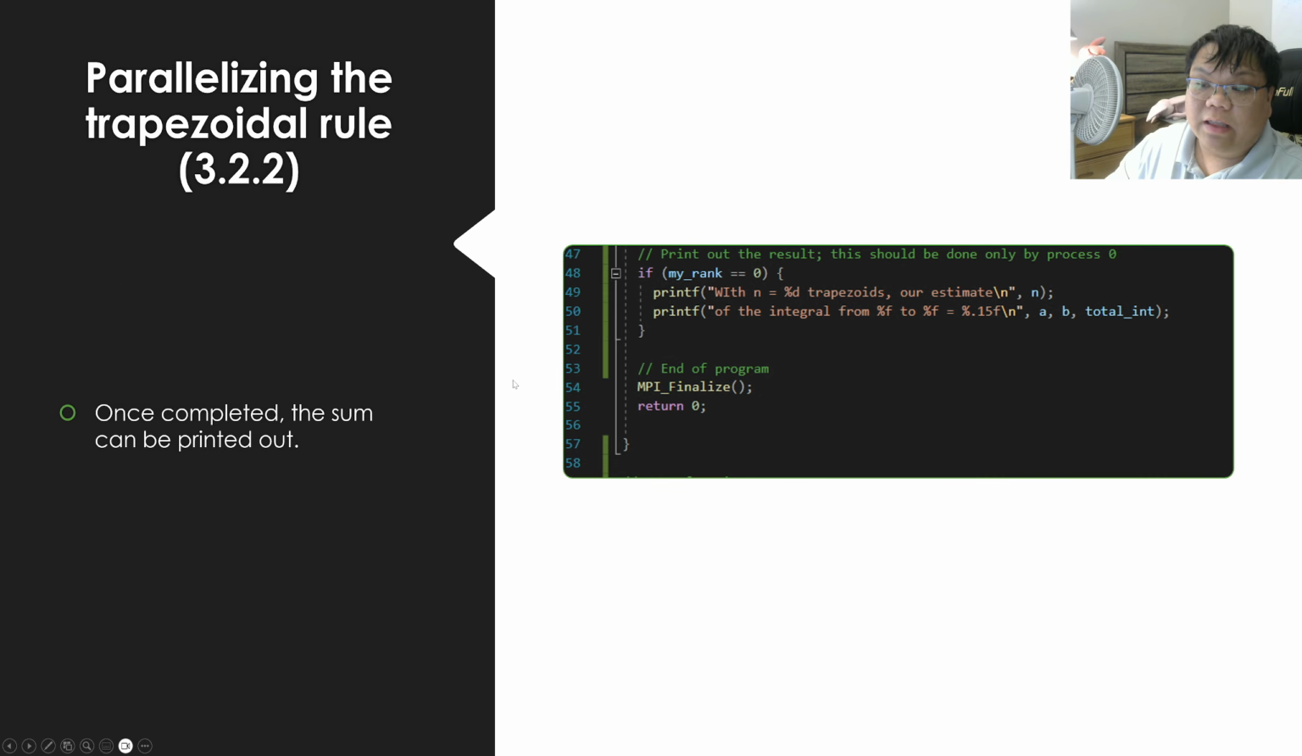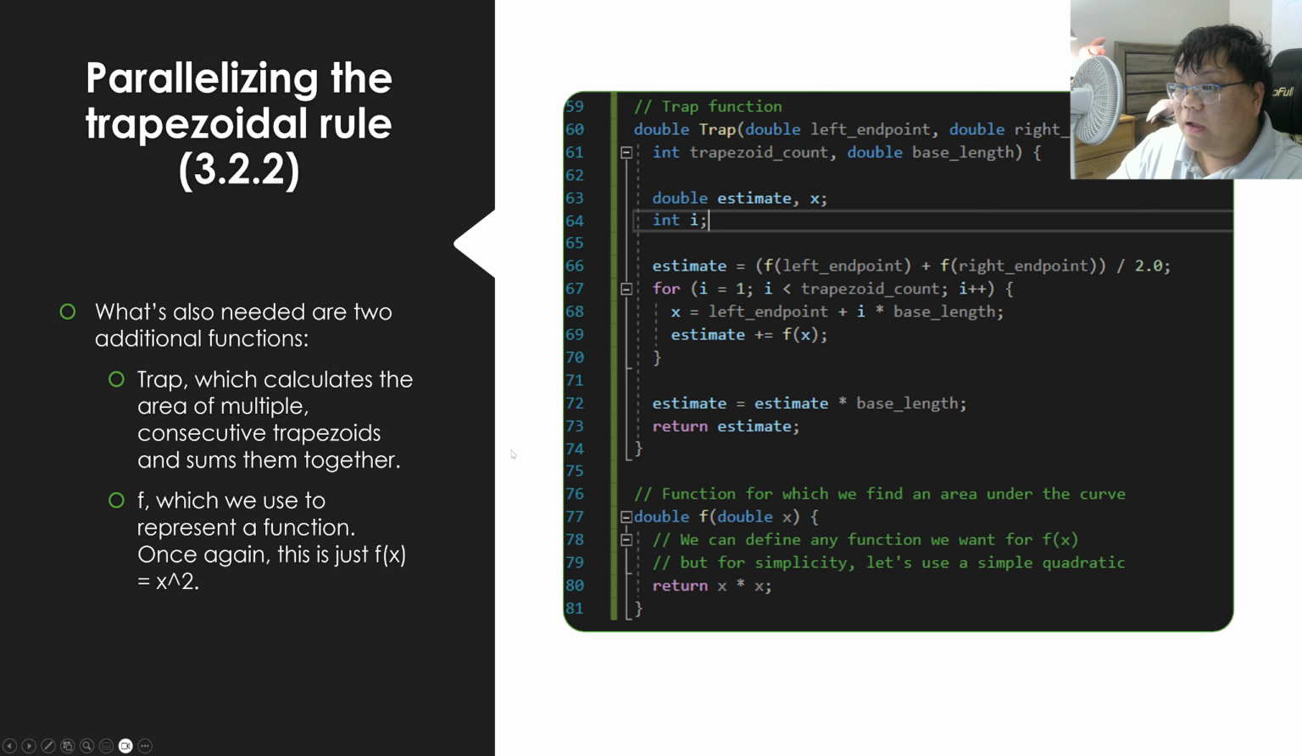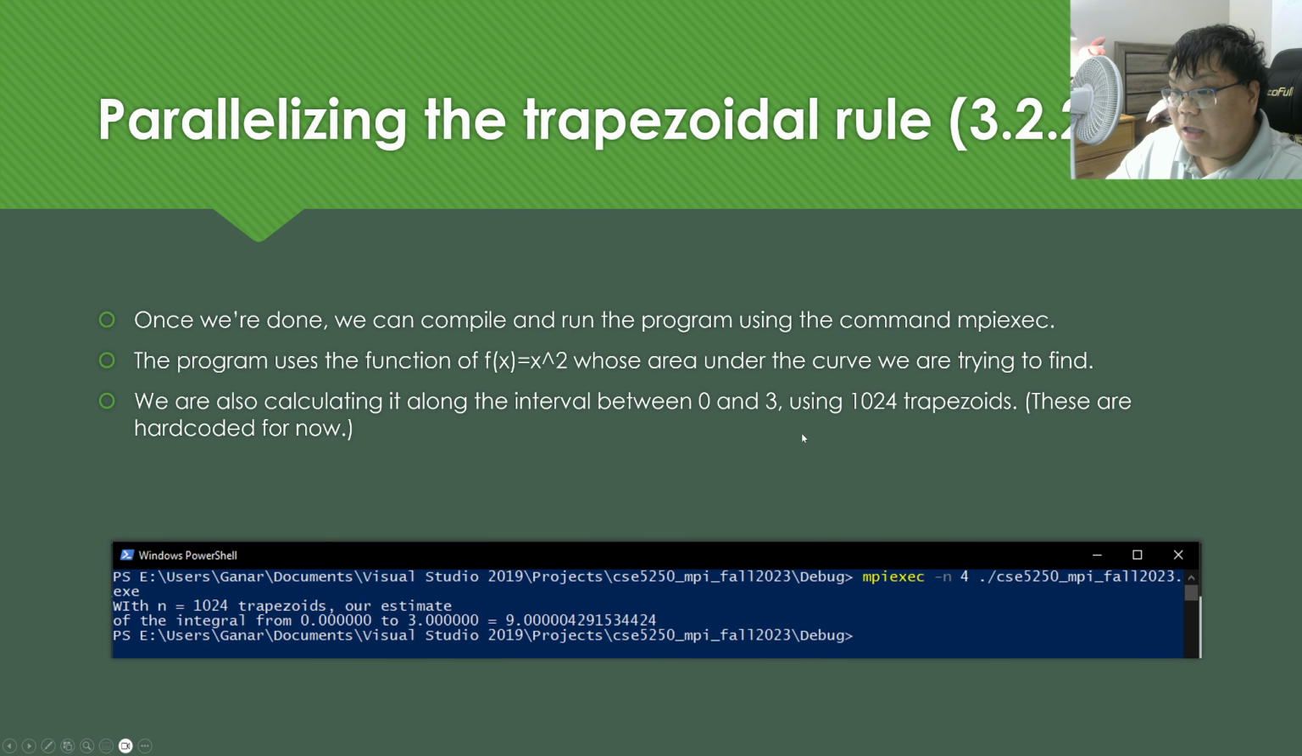And when we're done, we can just, of course, print it out. Of course, we still need our trap function, which calculates the area of multiple consecutive trapezoids and then sums them together, and our function f, which we're just going to define as f of x equals x squared. When we're done, we can just run the program as we would using the command mpiexec.